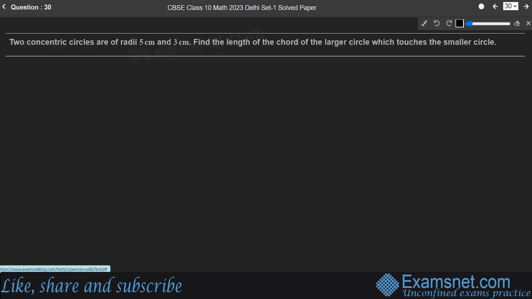Okay. Next. Now, two concentric circles are of radius 5 centimeter and 3 centimeter. These are the two concentric circles given.